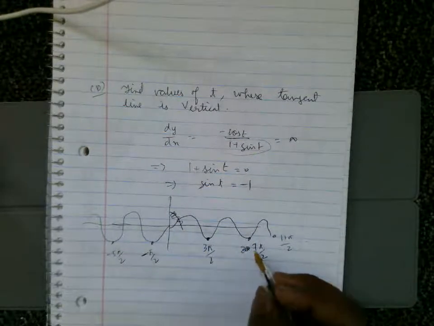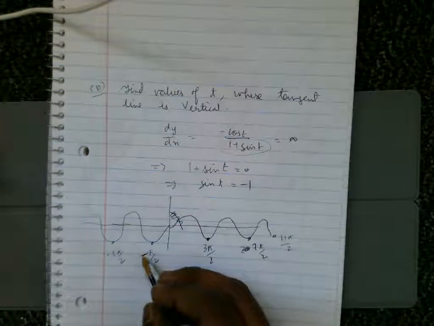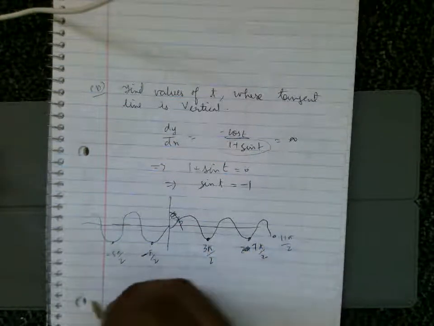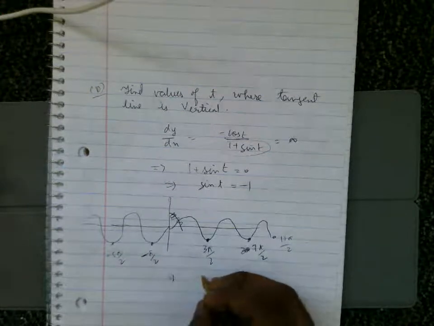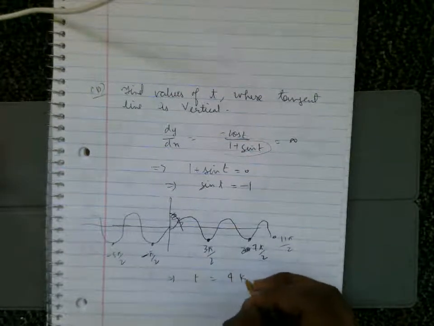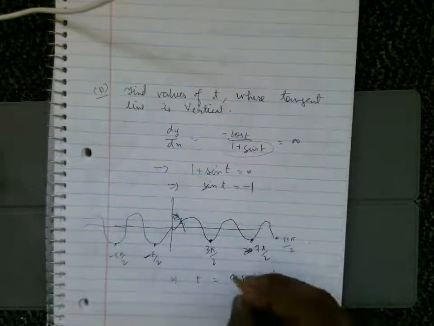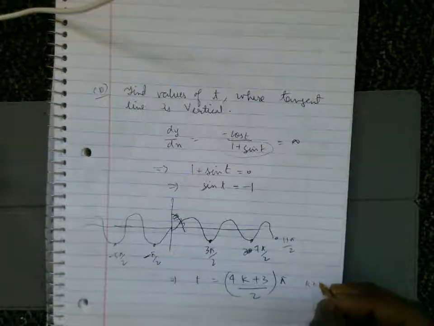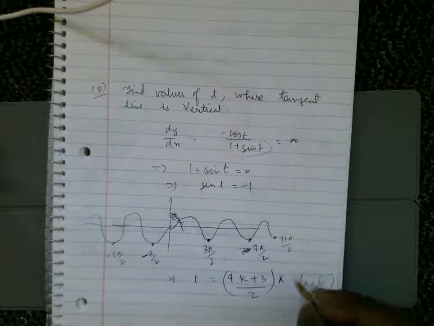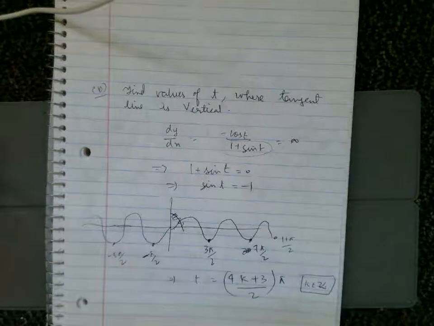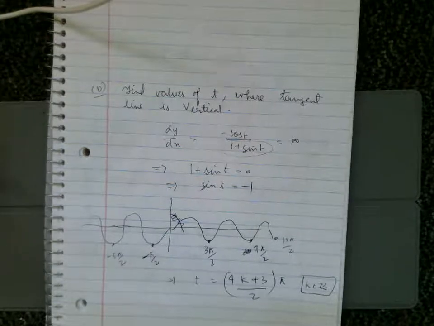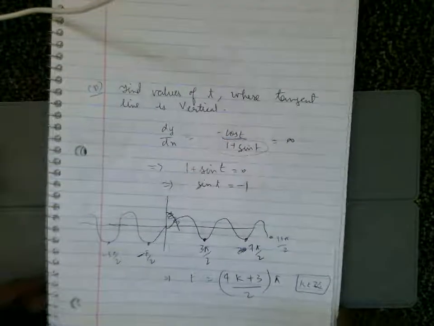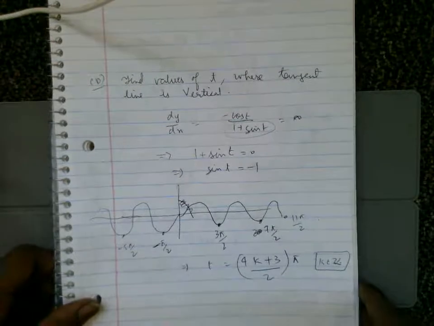So therefore you can say that all of these numbers will leave a remainder of 3 when divided by 4. So you can write this down as t is equal to (4k plus 3) by 2 pi, where k belongs to the set of all integers. So which is our final answer.